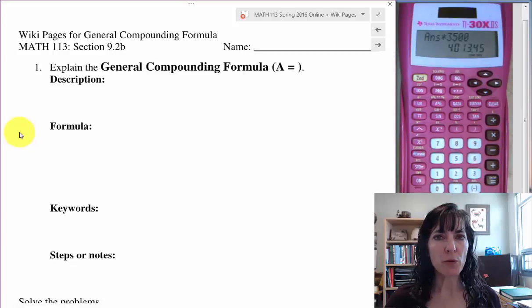Wiki pages for the general compounding formula. I want to show you one more time how to write these formulas out in your Wiki pages so that you can understand what I'm looking for when I grade these.